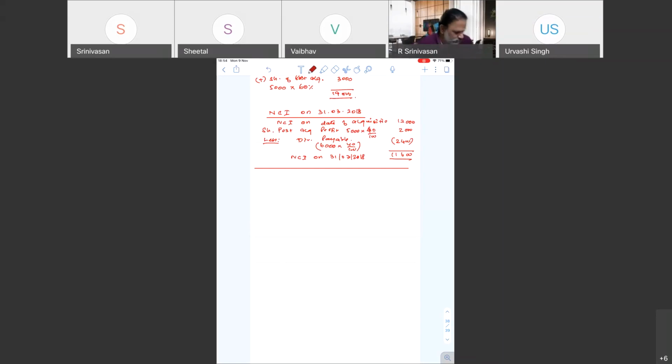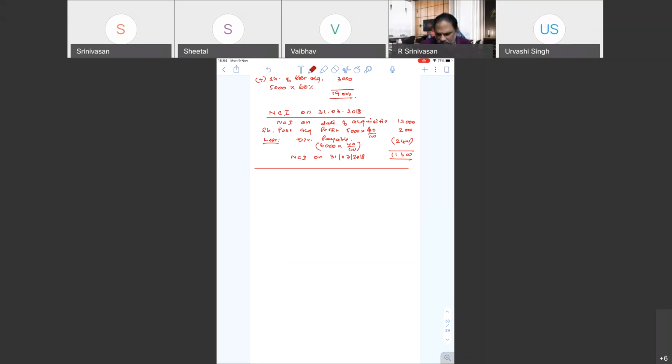Please kindly see the 14th problem. On 1/4/2016, BM Limited acquired 80% of shares in CM Limited at rupees 10 lakhs, when the fair value of the net assets was 10 lakhs. During 1/4/2016 to 31st March 2017, CM Limited's total comprehensive income is 1,20,000. On that date, BM Limited sold 20% of holding to outsiders at 2,80,000. First, journal entries for the sale of partial holding, retaining the control.